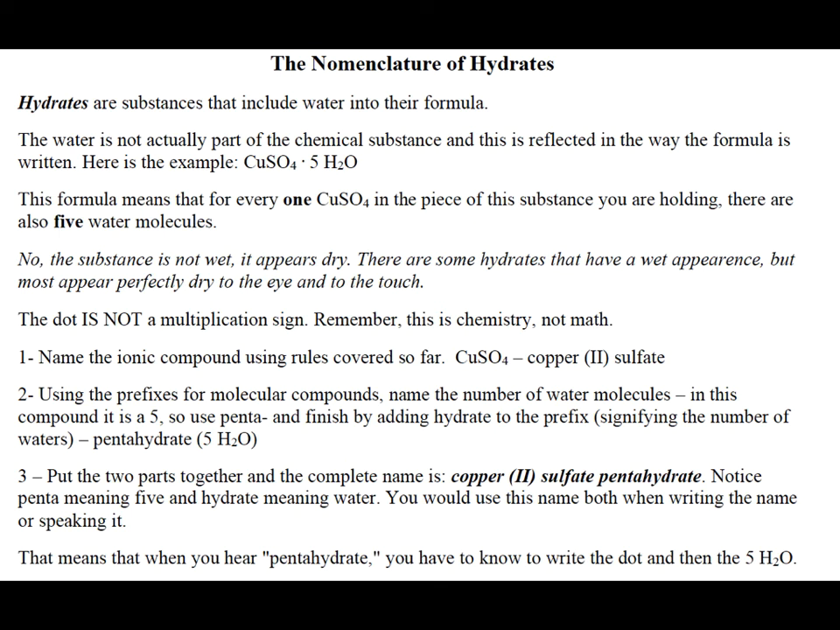The dot is not a multiplication sign. This is chemistry, not math. So CuSO4·5H2O is written as copper 2 sulfate, so you do your naming rules for ionic compounds, and then you just use the prefixes that we use for molecular compounds to indicate the number of waters. Well, when something's got water in it, we say it's hydrated. So CuSO4·5H2O is copper 2 sulfate pentahydrate.